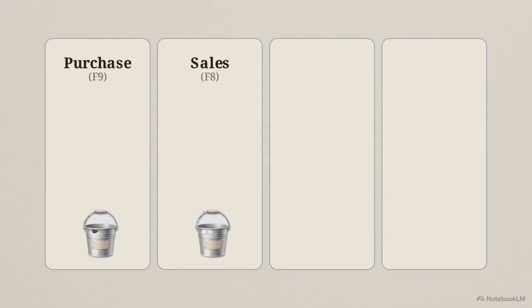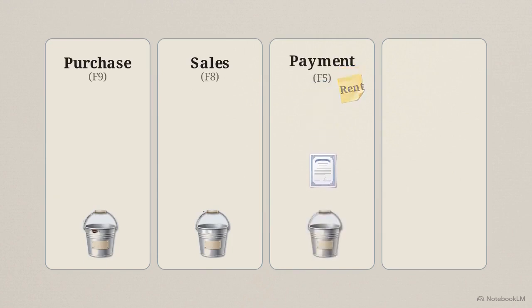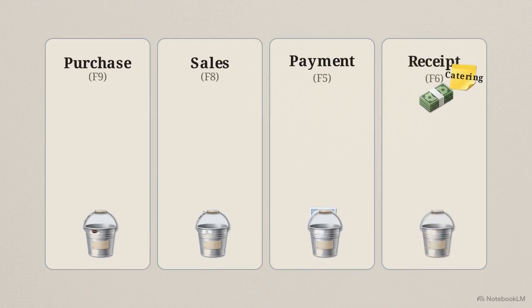This diagram shows the logic clearly. The incoming beans drop into the purchase column, and the sold cups drop into the sales column. By Tuesday, the owner needs to write a check for the monthly shop rent. Since money is flowing out of the business, this drops into a third column, the payment voucher. Later that afternoon, a local office pays the cafe for a weekend catering gig. Money is flowing in, so that event goes directly into a fourth column, the receipt voucher.